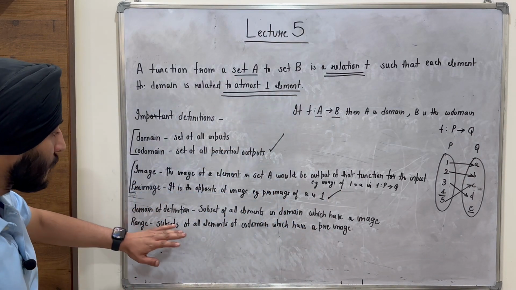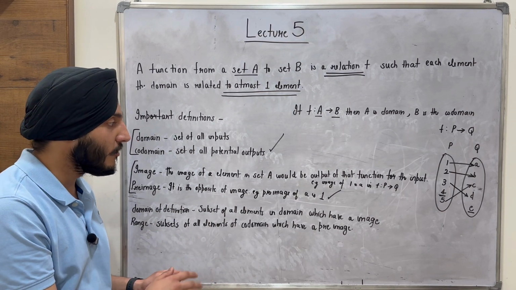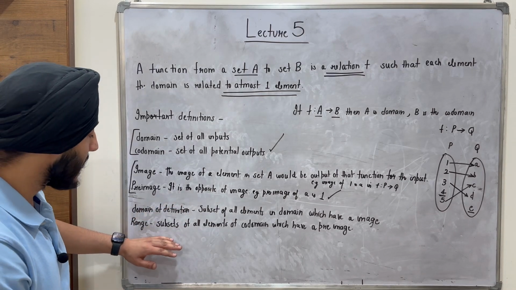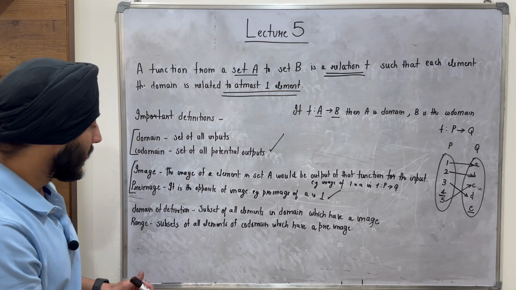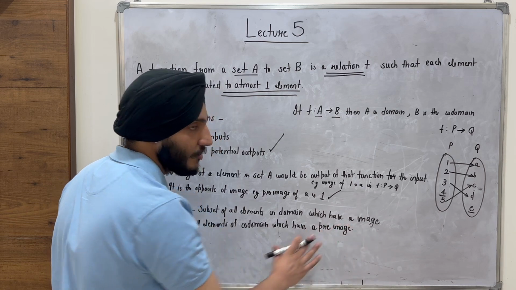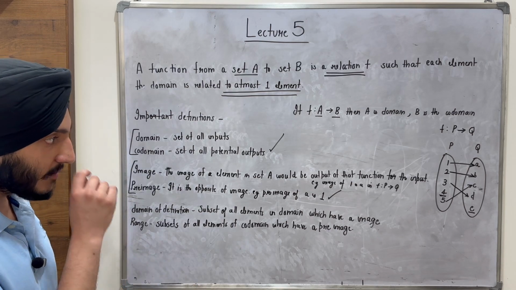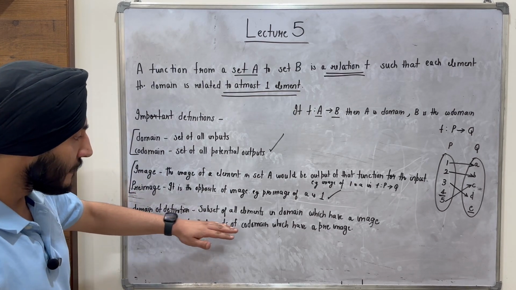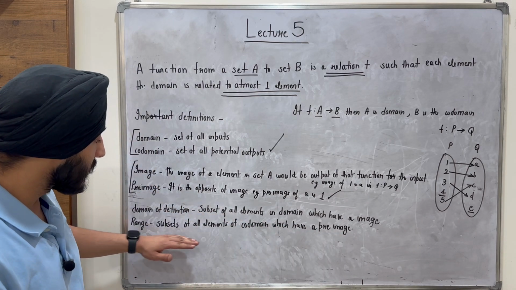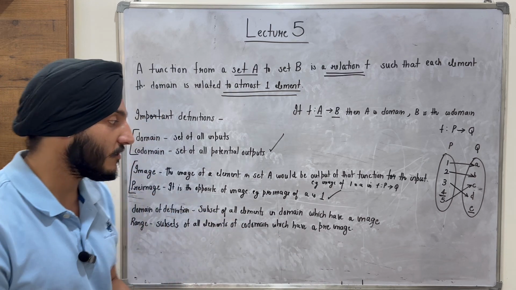Now let's try to understand these two very important definitions. And I think a lot of questions that we solve or you get in your university are going to be based on having a good understanding about domain of definition and the range, right? Domain of definition is the subset of all elements in the domain which have an image, right? I'm just going to read out these definitions first for both of them, and then I'll explain how it works. Domain of definition: subset of all elements in the domain which have an image. The range is the subset of all elements of the codomain which have a pre-image. Now let's try to understand what this means, right?